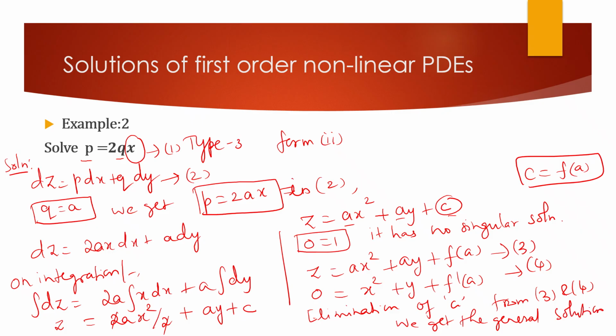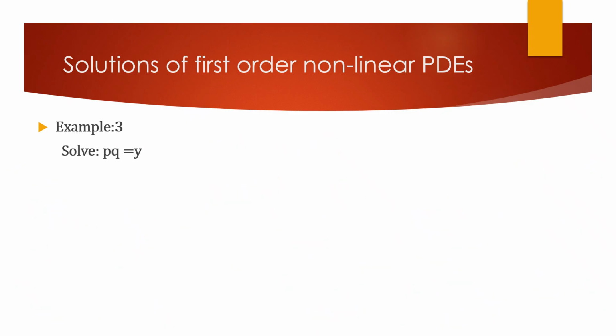Now we'll move on to the next problem. This is our third example. We have to solve PQ is equal to Y. Here along with P and Q we have Y. So this is the third form of type 3 equation, so type 3 and form 3.